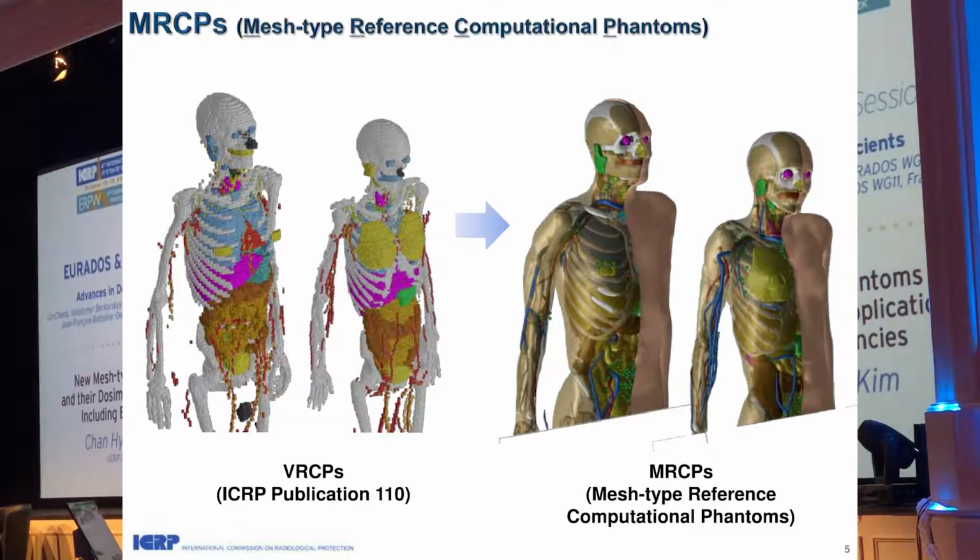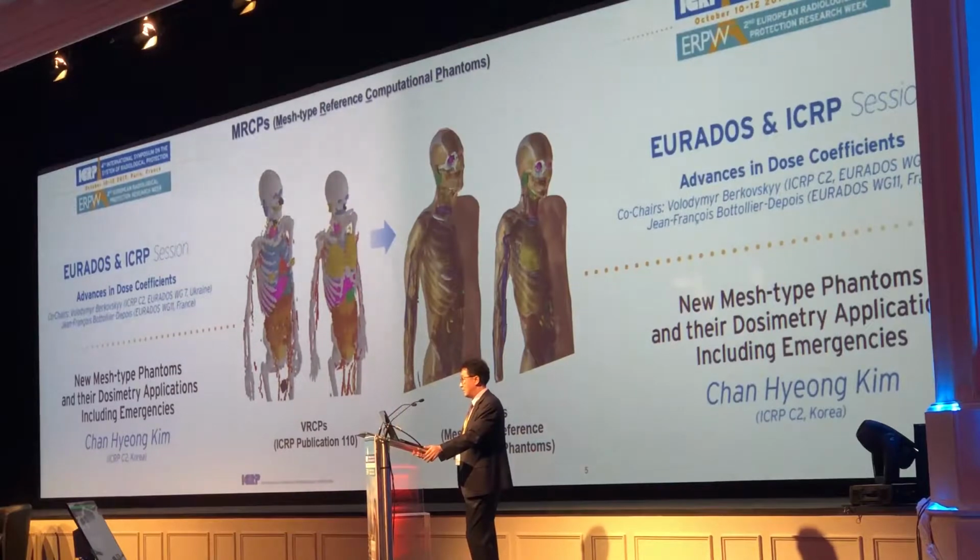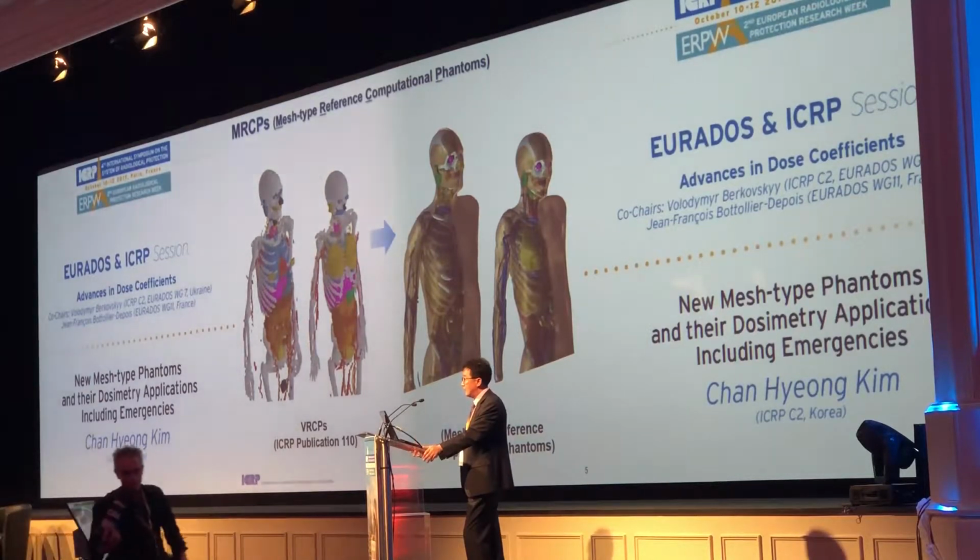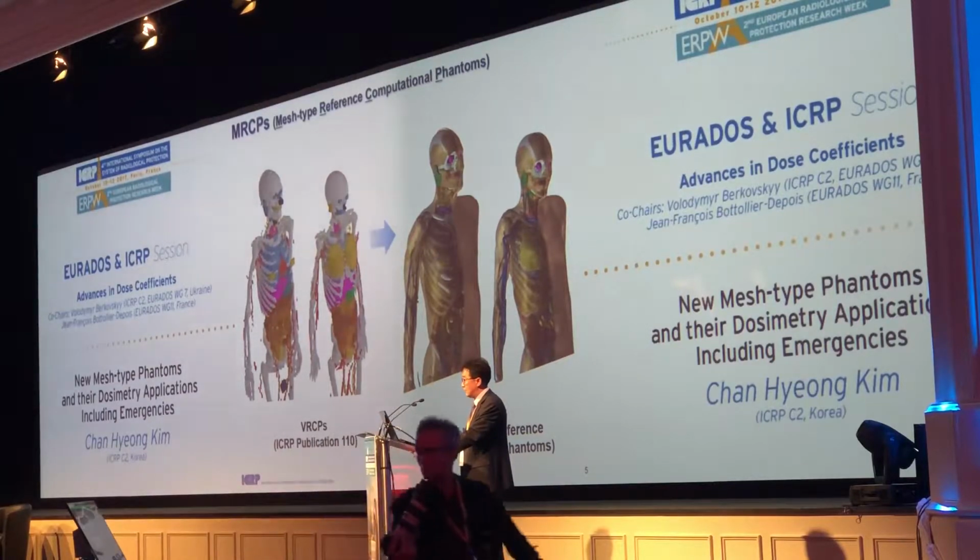So now we are working on it. Actually, we have almost finalized our phantoms, and now at this point we are writing the report. You can see the phantoms on the right hand side, and these phantoms are basically the exact replica of the voxel phantoms. And the only difference is that these new mesh phantoms address the limitations of the current ICRP reference phantoms, and also provide some flexibility for future applications.